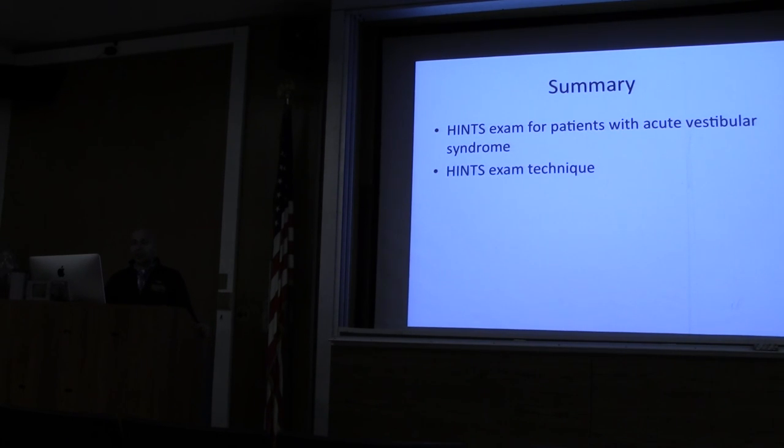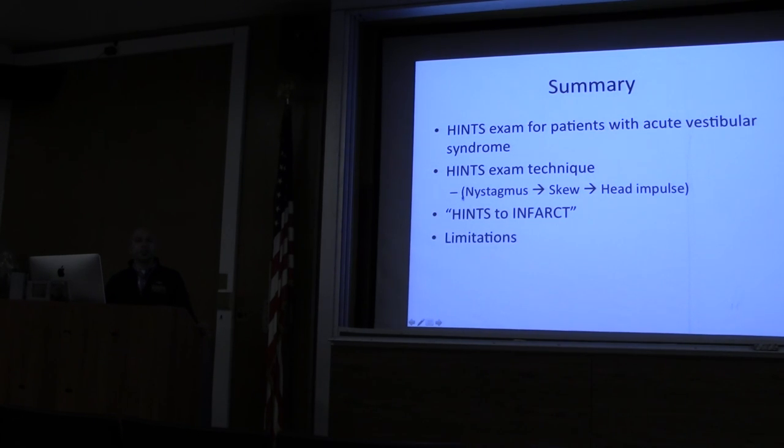And then just remember the technique. The order of operations is not the same as the mnemonic. So it's nystagmus, then test of skew, and then head impulse, and then the HINTS to INFARCT: impulse normal, fast phase alternating, refixation on cover test. And just the limitations: it's not really been studied in an ER population. I think it's fairly easy to do. It doesn't cause any harm. It's not invasive, but it definitely needs more study.